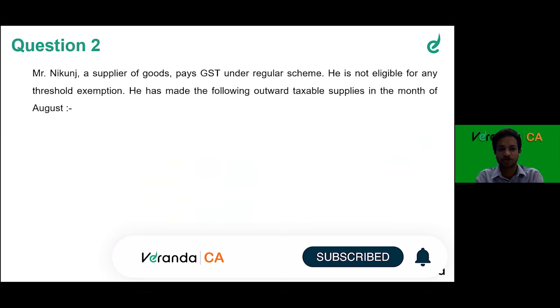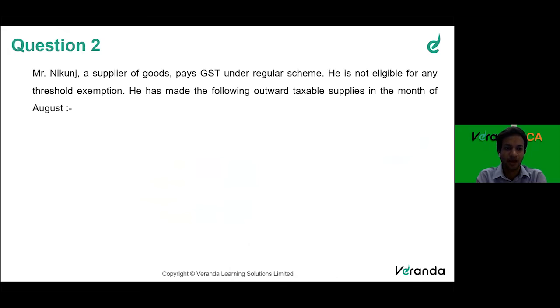So now we go to the next question. Mr. Nikunj, a supplier of goods, pays GST under the regular scheme. He is not eligible for any threshold exemption, so he's a registered person under GST. Let's assume he is not eligible for threshold exemption because he would have attracted compulsory registration under section 24, etc. Let's assume that he has made the following outward supplies in the month of August.